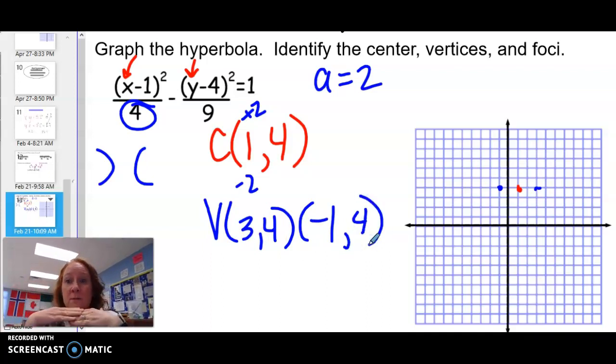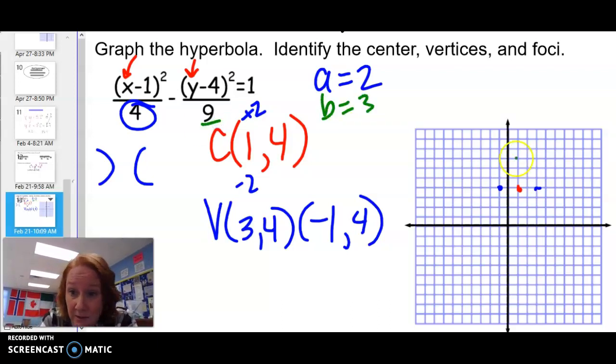Now, I don't call them co-vertices. I just want to see where else my rectangle goes. So my b is 3 because 3 times 3 gives me 9. So I go up 3, down 3. I don't have to write that down so much as that's how I make my box. So here I'm going to make a little dotty box because it's not actually there. It's just helping us make our asymptotes.